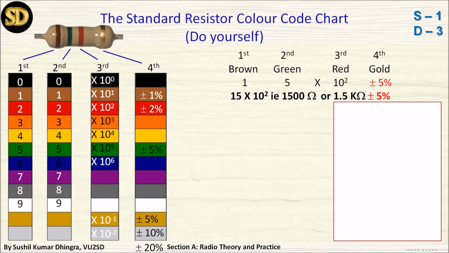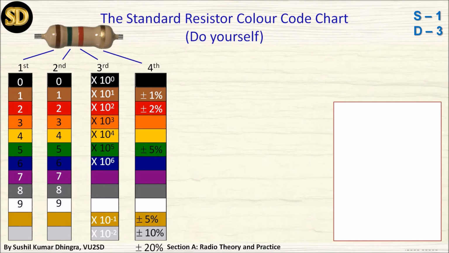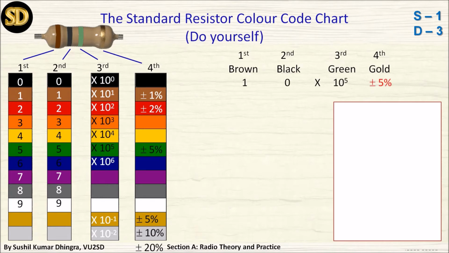Now see the next resistor on the left side top. Now the colors have changed. Now put the values: first a brown, second a black, third a green, fourth a gold. Put the value 1, 0, 10 raised to the power 5, plus minus 5%. Solve this. 10 into 10 raised to the power 5, that is 1 mega ohm, or I can say 1M0.